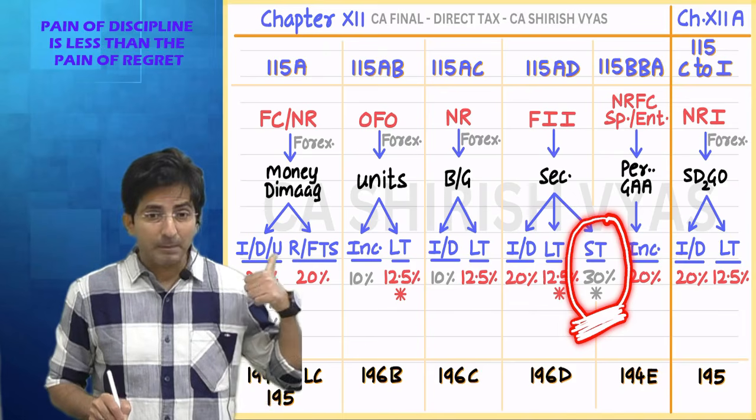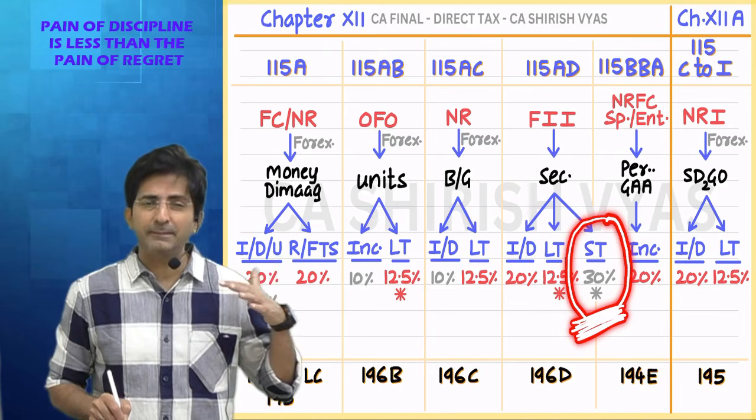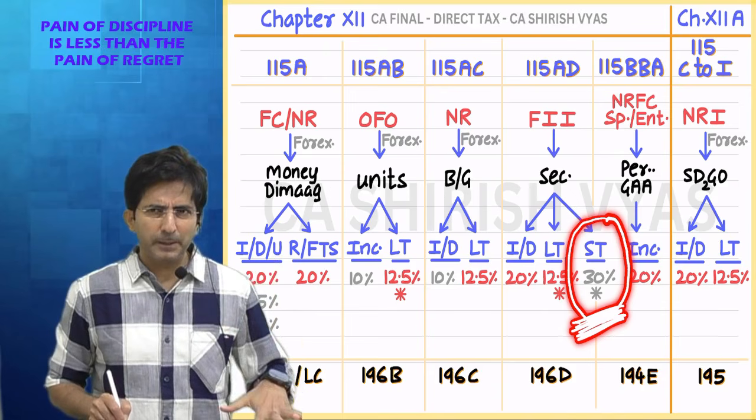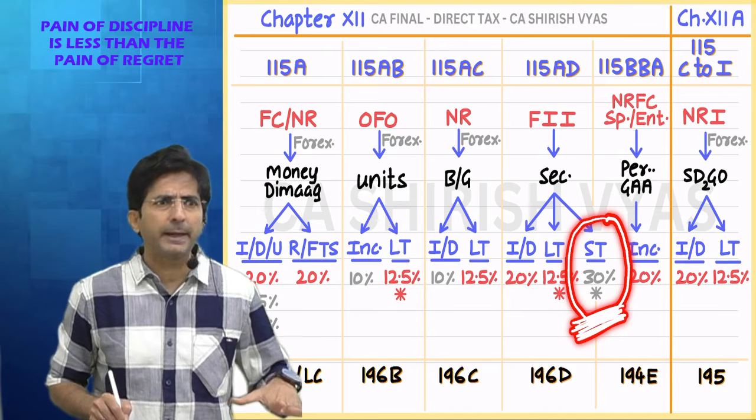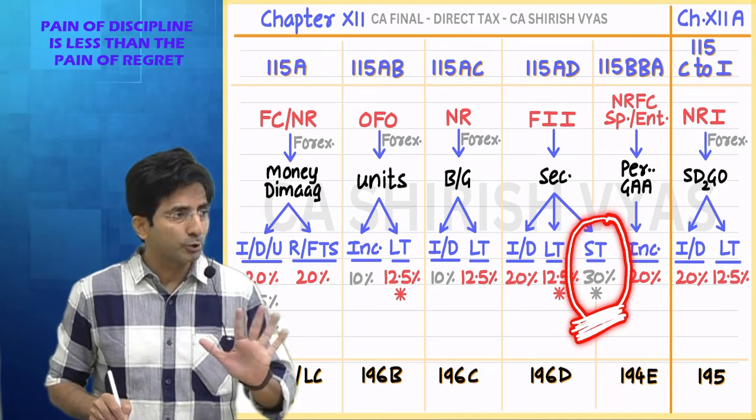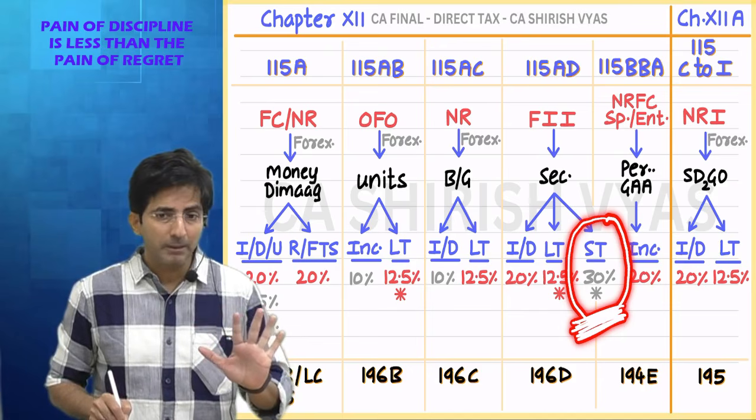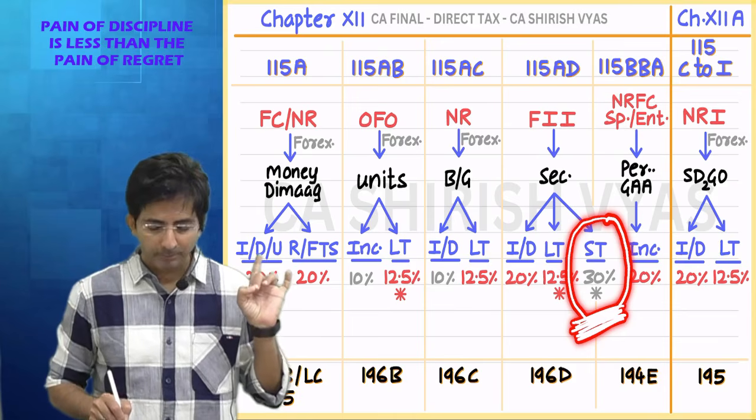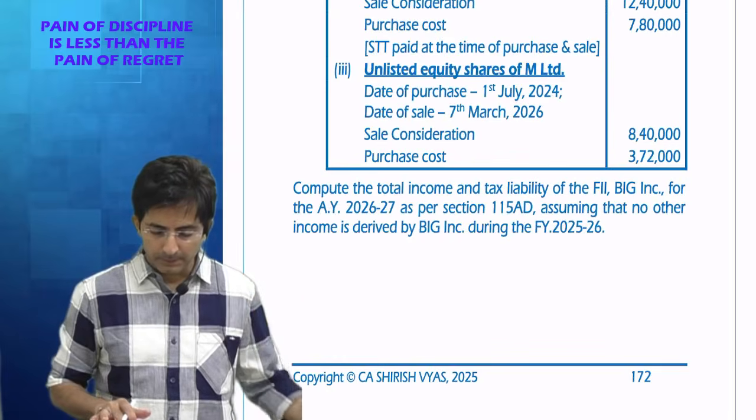See, the asterisk mark I have made is for what? Asterisk means if STT paid then 20, otherwise 30. So here is it STT paid or non-STT paid? Non-STT paid, because unlisted shares are not traded through a stock exchange. So not STT paid, 30% tax will come. You will apply 30% tax.